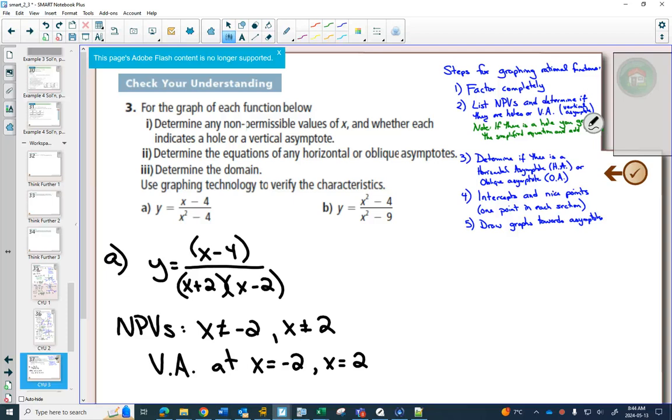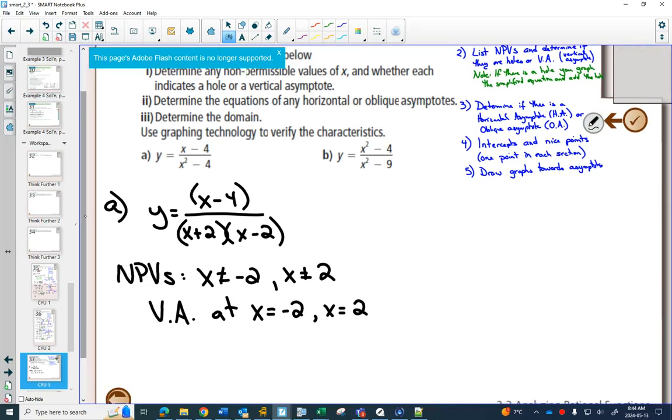Next, we have to determine horizontal asymptotes or oblique asymptotes. When the degree is bigger in your denominator, which I think is the easiest one, you will always have a horizontal asymptote at y equals 0.